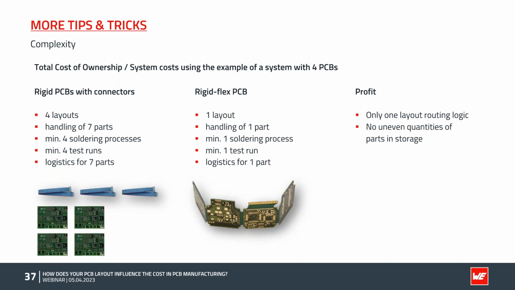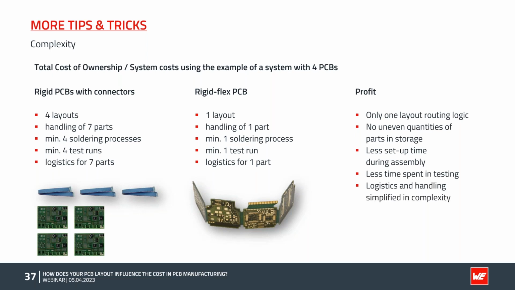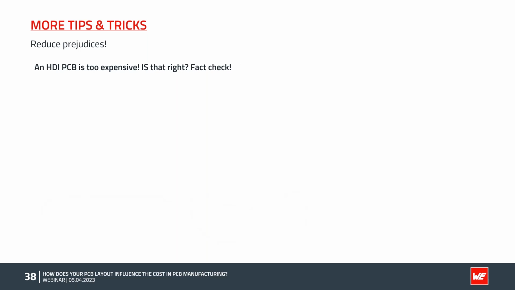Then you have to order them due to whatever reasons. It takes time, and maybe it has too long lead time. You cannot work with it. So you have the possibility and the benefit to just look for 1 part instead of 7 parts. Then you have less setup time during your assembly because it's 1 assembly process and not 4 different processes. And you have less time spent during testing. And your logistics and handling, well, they are just simplified in complexity. So it's just less effort needed here.